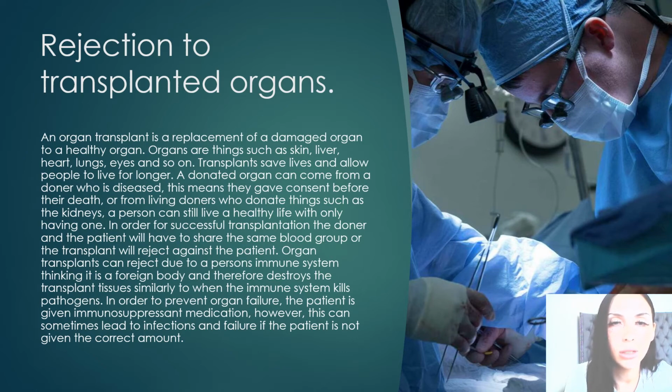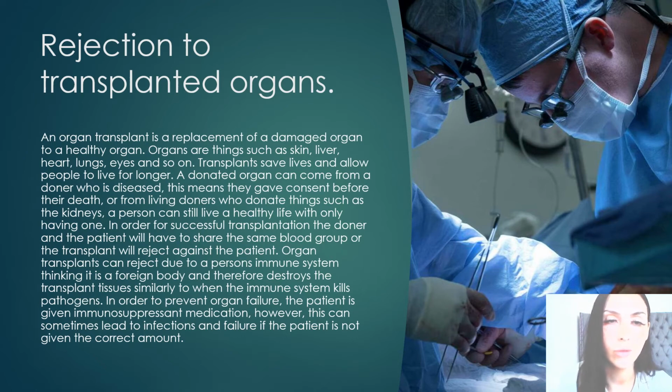A donated organ can come from a donor who is deceased, which means that they gave their consent before their death, or from a living donor who donates things such as the kidneys. A person can still have a healthy life with only having one. For a successful transplantation, the donor and the patient will have to share the same blood group, or the transplant will reject against the patient.